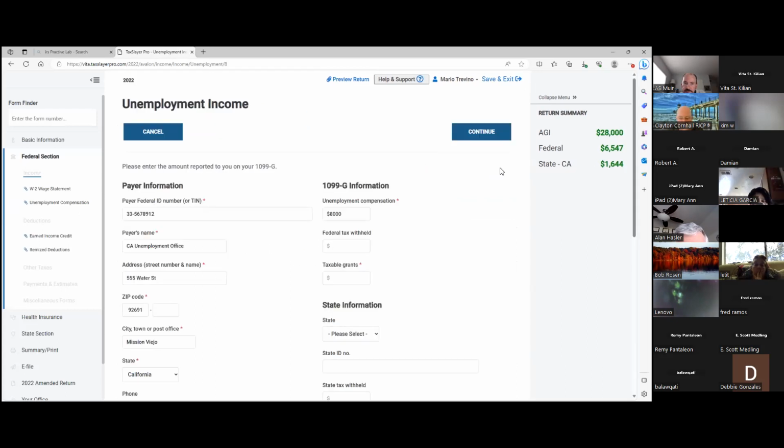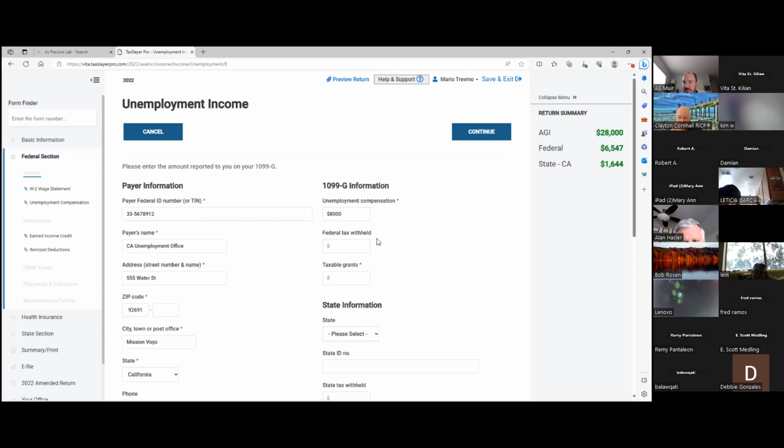And we'll open that up. And so we see here that there is some type of identification number keyed as you see it. In this case, it'd be California EDD, but we've got, for instructional purposes, California Unemployment Office. And we've got the unemployment compensation listed here at $8,000. Sometimes you're going to have tax withheld.